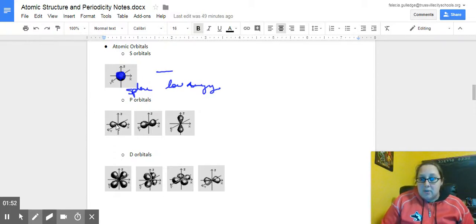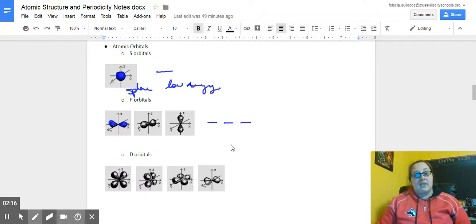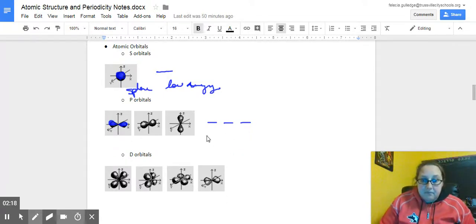Then you have p orbitals. So these spots, we call this like a dumbbell shape. All right, this is like a dumbbell shape. These planes, so you can have the x plane, the y plane, or the z plane. That is where some of these electrons can reside. So we have actually 3 different planes in which these electrons can reside. P orbitals are a little bit higher in energy than s orbitals.